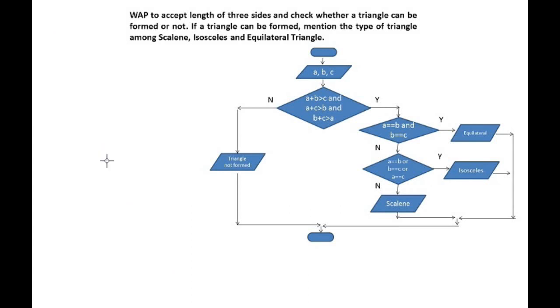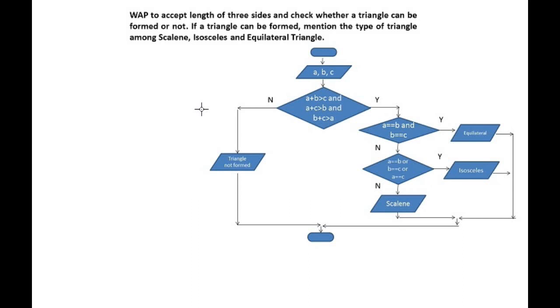So let us see the question. This is a very common question and it is always there in every book where you are being taught about nested if else. The program is to accept the length of 3 sides and check whether the triangle can be formed or not. Now what is the condition in which the triangle can be formed?